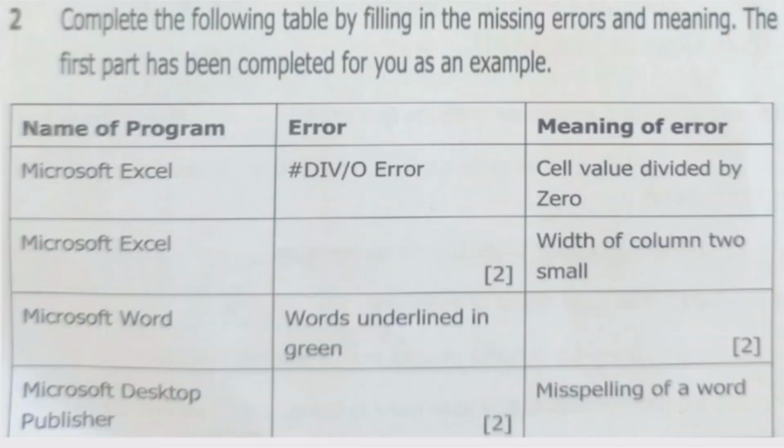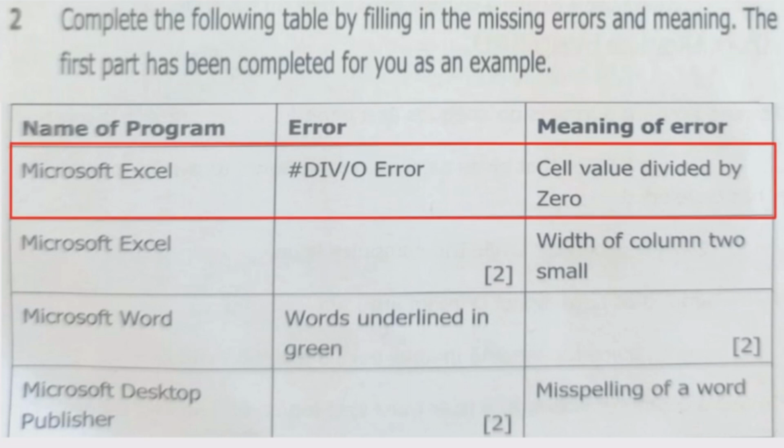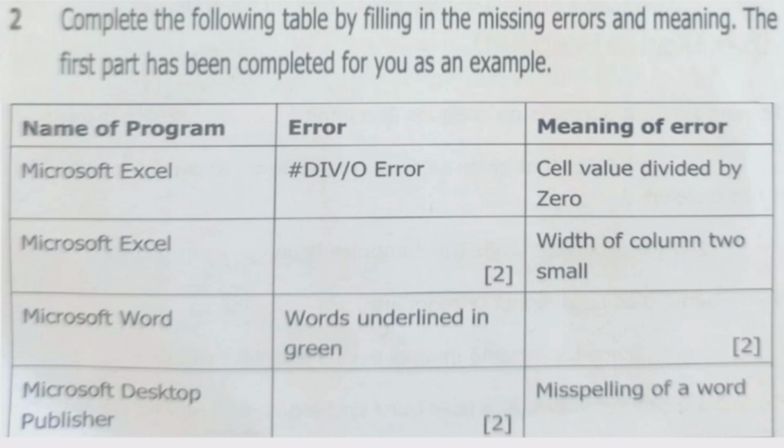Question 2 is as follows. Complete the following table by filling in missing errors and meaning. The first part has been completed for you as an example. So that's what you need to do, like it is done on the first row there, the one I've put in the rectangle there. It is done already for you. So what you need to do now is to complete these gaps that are remaining. Let's start. Okay, so the first one is done.